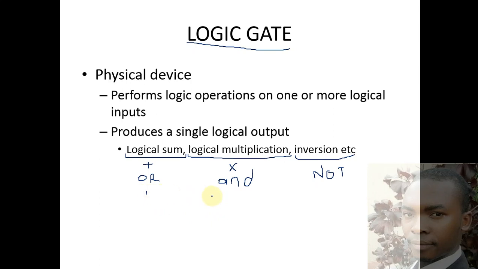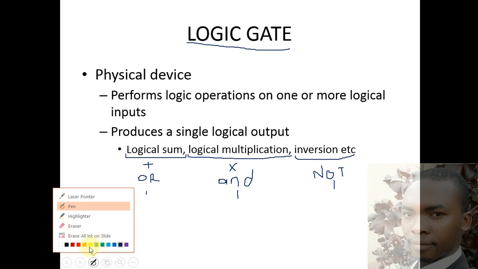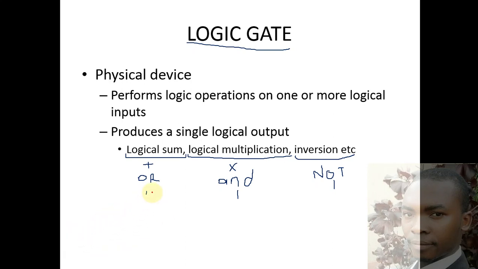So all these have their symbols of how to represent them. For example, the OR gate has its own symbol, the AND gate, and then the NOT gate. If you're given a function like f equals x plus z, then it means you have what we call the OR gate, because the OR gate has a plus.